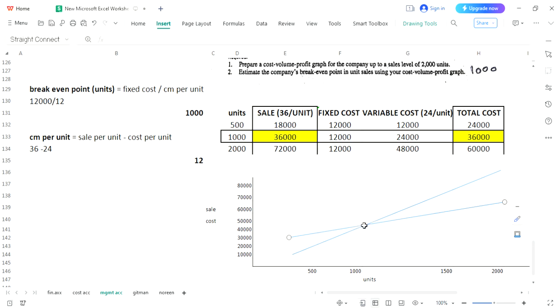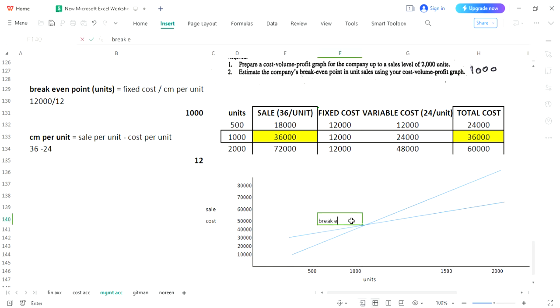The point where sale and cost are intersecting each other would be exactly upon 1000. It would be exactly upon 1000. So this is your graph with which you can calculate your break even point. The point where cost and sale price are intersecting, this point would be called the break even point. And since your cost was more, so this point would be called your cost and this is your sale.